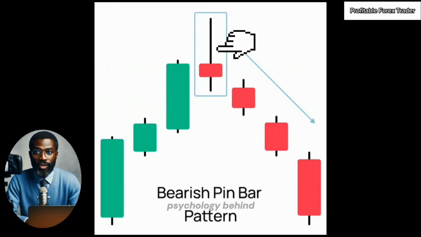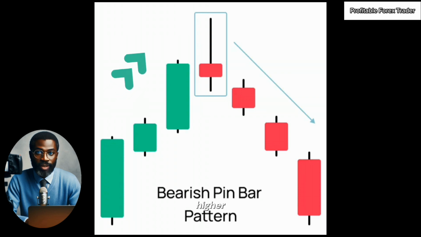Let's break down the psychology behind this pattern. On a particular trading day, the price may open at any level. Similar to the bullish pin bar, the color of the bearish pin bar, whether it's green, red, white, or black, doesn't matter. During the day, the bulls initially push the price higher, creating the long upper shadow. However, partway through the session, the bears take control, driving the price back down by the end of the day. This sudden shift from bullish to bearish dominance suggests that the sellers have taken control, likely leading to a price drop in the following session.